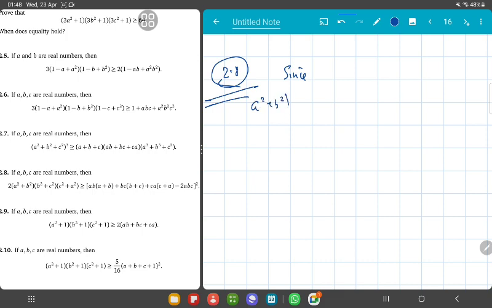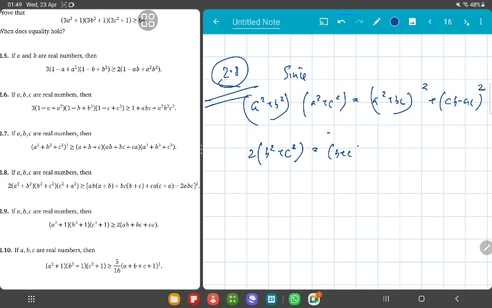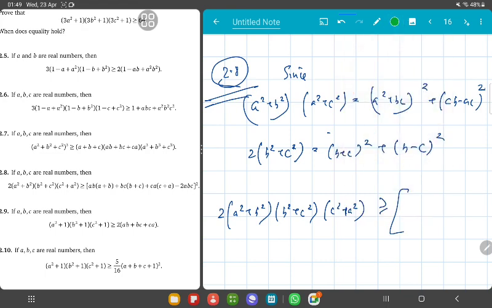Since a square plus b square plus c square, a square plus (b c) square plus (ab minus ac) square, it will be. So we can write twice (b square plus c square) also plus (b minus c) square. This required inequality follows by applying the Cauchy-Schwarz inequality as follows: b square plus c square plus a square. Okay. So how are we gonna follow?